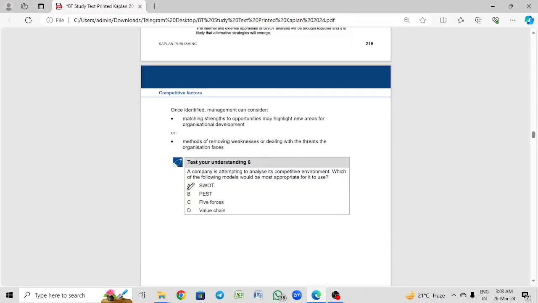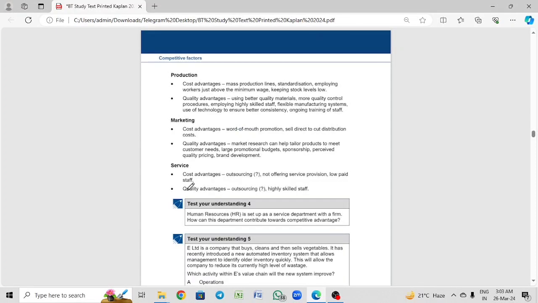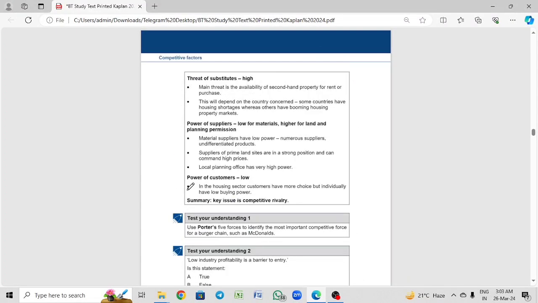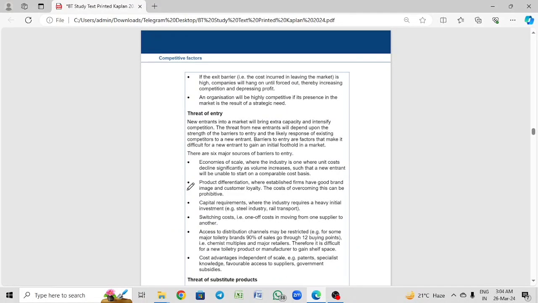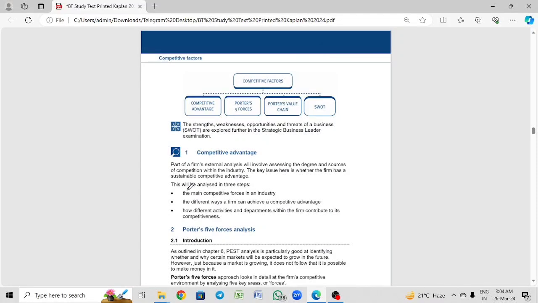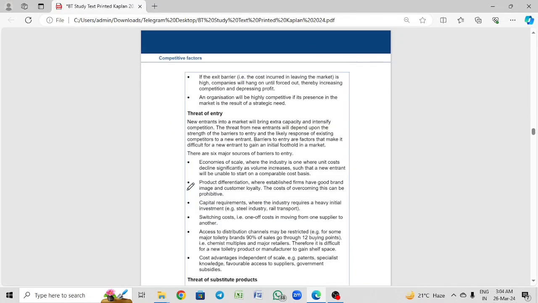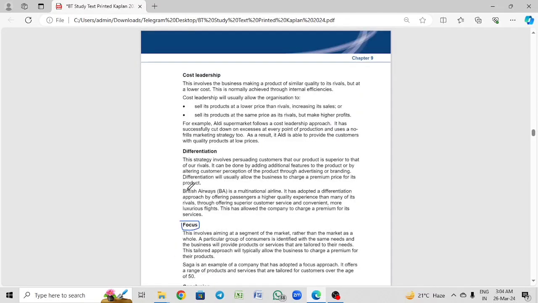So with this we come to an end of the chapter. This is a conceptual chapter. Various topics need you to have a clear mind towards them. You should be able to link one topic to another, how one thing affects another, so that you can ace this chapter. So now let's quickly discuss the test your understanding.